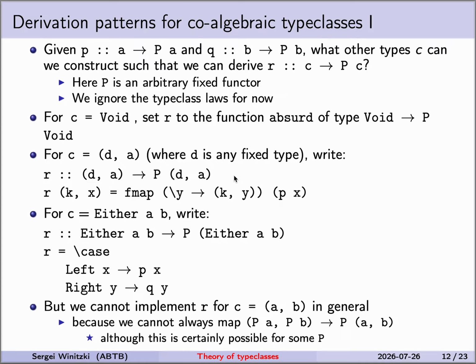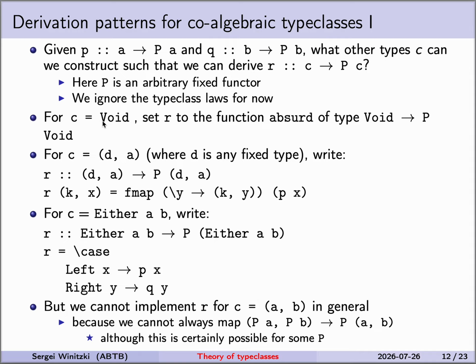So what about the co-algebraic type classes? Again, we pose the question in a similar way. If I have A and B, and I have their structure maps for a co-algebraic type class with the structure functor P, then what other type C can I find so that I can derive the structure map for C generically for an arbitrary fixed functor P? And again, I will ignore the laws.